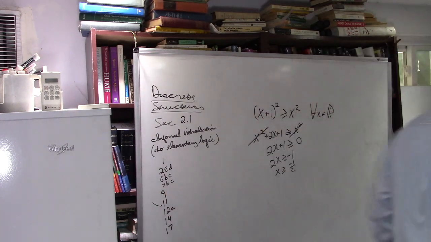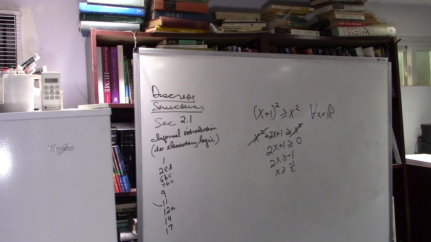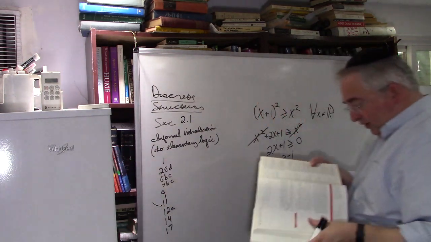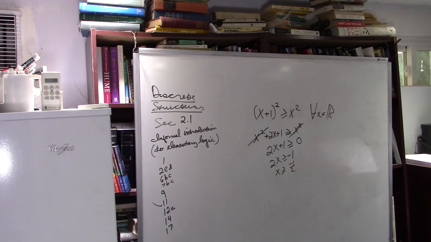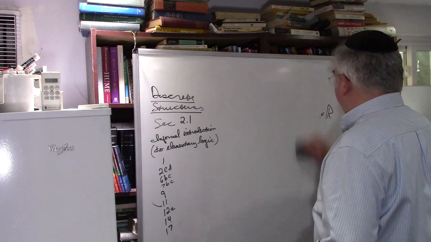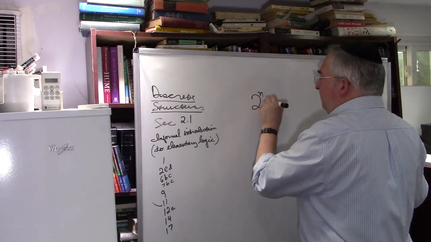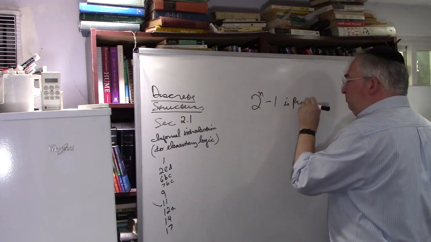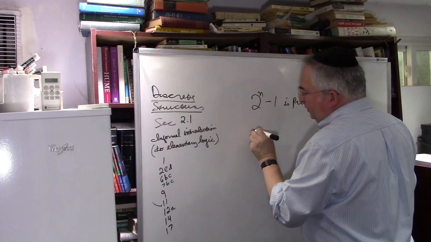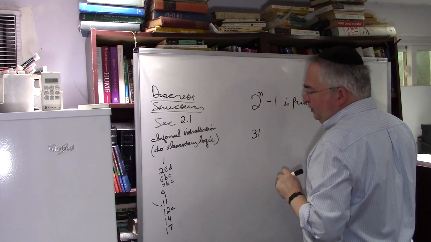Now we do 12a. Just want to make sure I got it right. 12a. Find counterexamples to the following assertions. 12a. 2^n - 1 is prime. Let's see. Let's try 5. 2 to the 5 is 32. Minus 1 is 31. I think 31 is prime.